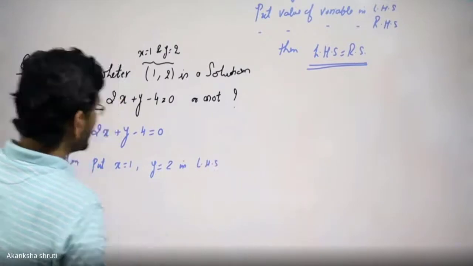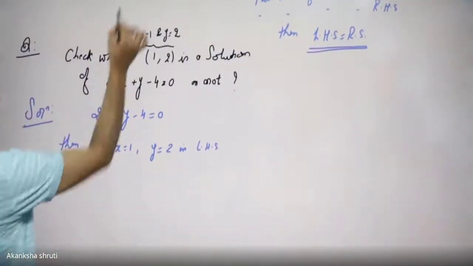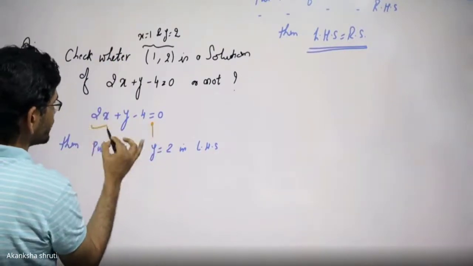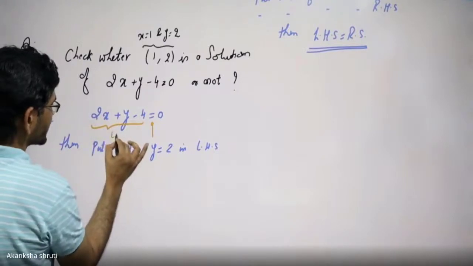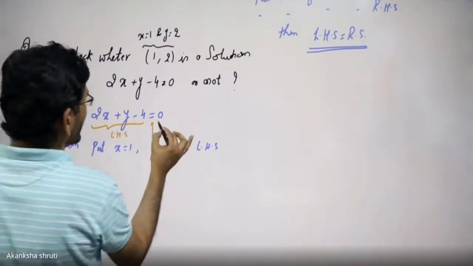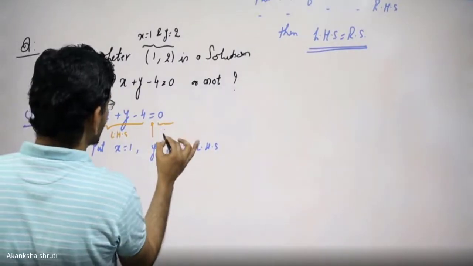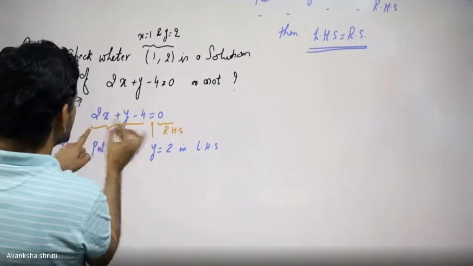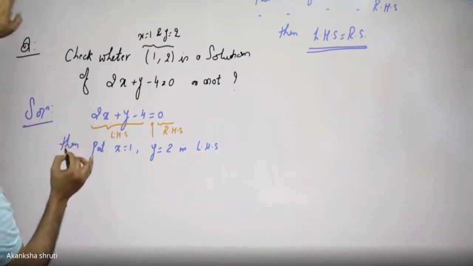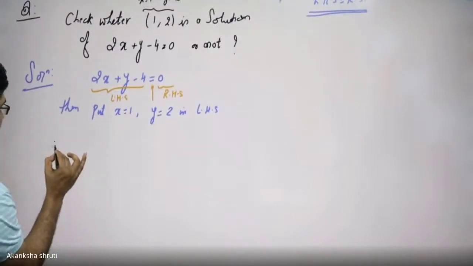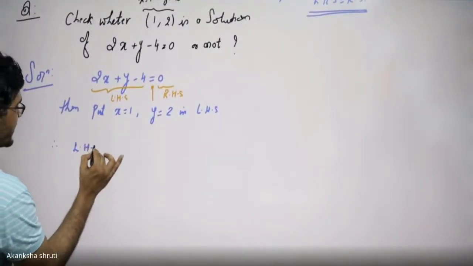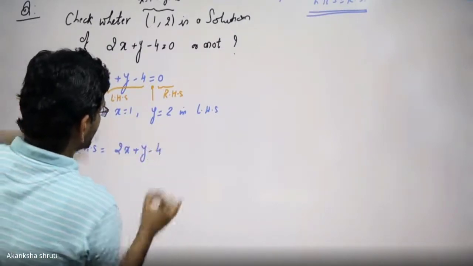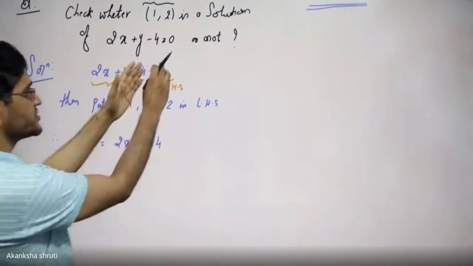Students, in this equation, what is our LHS? Wherever this equal sign is, whatever terms are written before this equal sign are called the LHS. And whatever is written after this is called the RHS. Here, the LHS is 2x plus y minus 4. So therefore, we can write our LHS value as 2x plus y minus 4 only. Do not take this 0 as it is.